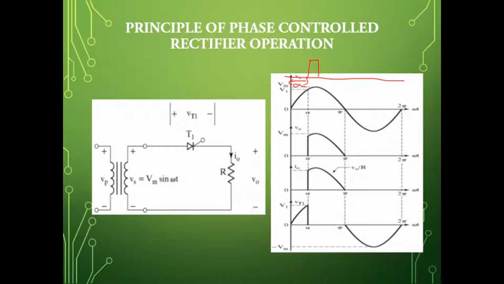Got it? So during positive half cycle of the input, thyristor is forward biased, but it will not conduct until you apply the gate signal. So interval 0 to alpha, I naught is 0, so V naught is also 0. So that you can observe here, V naught is 0, I naught is also 0.